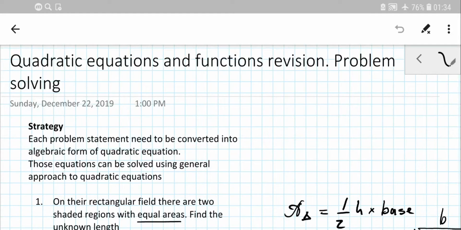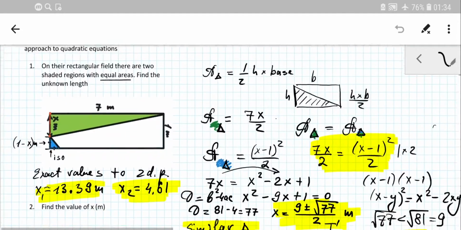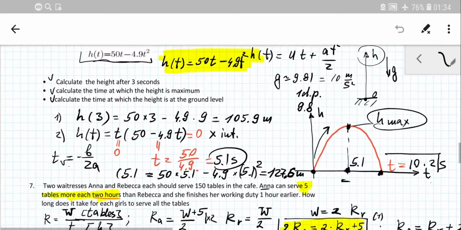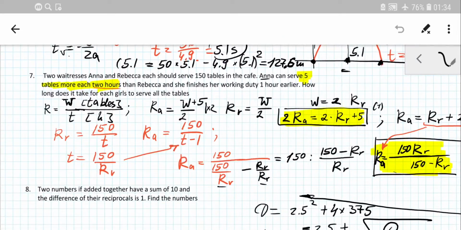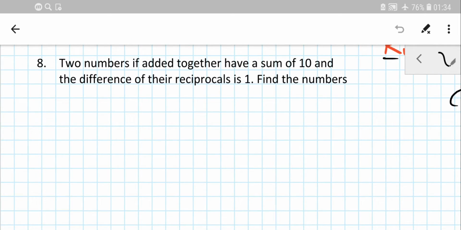Hey guys, welcome back. Quadratic equations and functions revision. We continue doing problem solving and let's see what we covered up to now. There are about, I guess, 7 problems revealed. Yeah, that was the last one dedicated to work done. Alright, so we're gonna go to and start from 8.